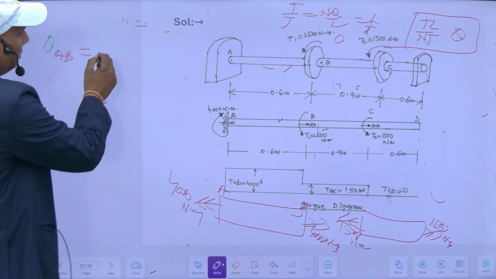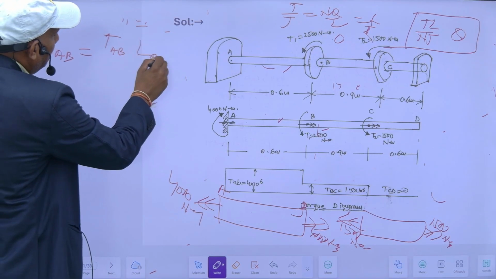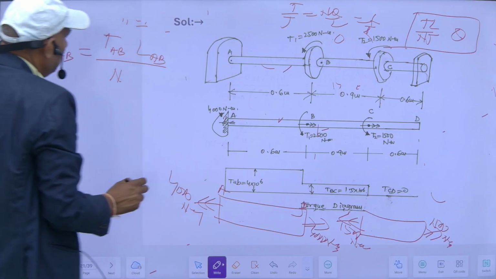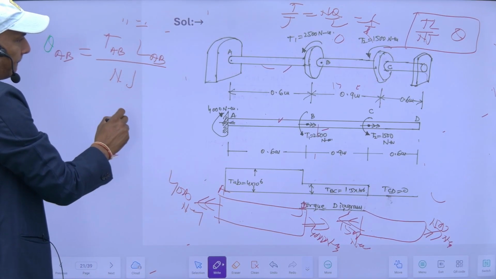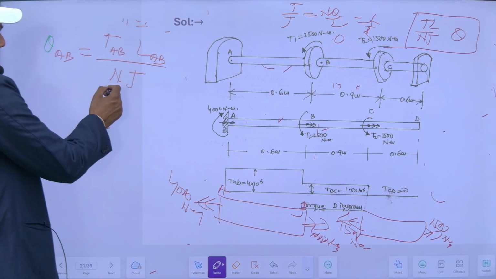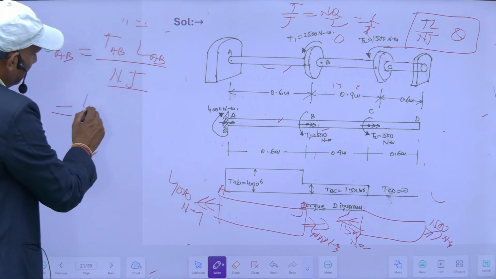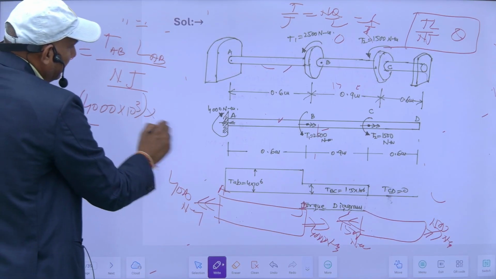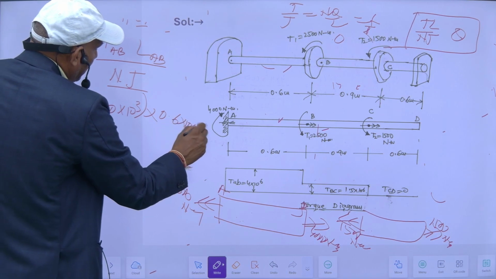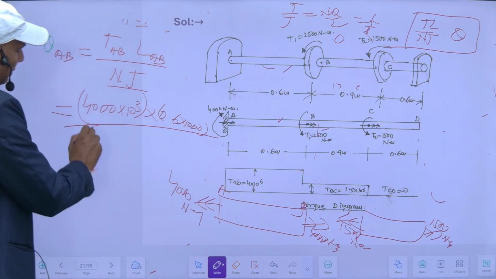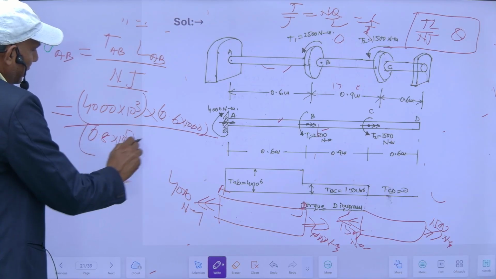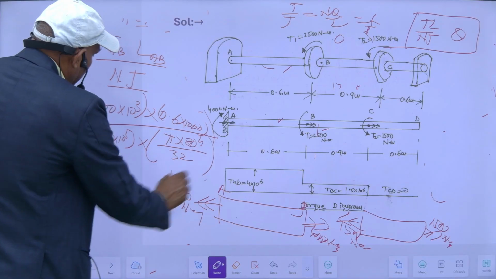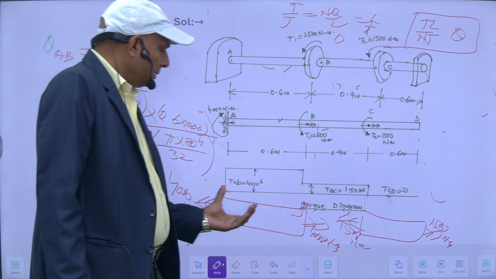So theta of AB is equal to T of AB, L of AB upon N, which is constant, and J is also constant. So T of AB is 4000 Newton meter. If I convert in mm, the length will be 0.6 into 1000 in mm, upon N. N is modulus of rigidity, into J. J will be pi into its dia raised to the power 4 upon 32. With this I will get theta 1, theta AB.